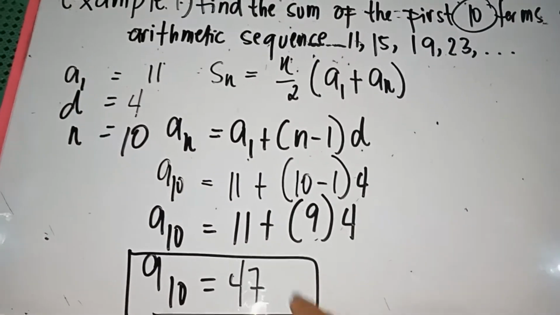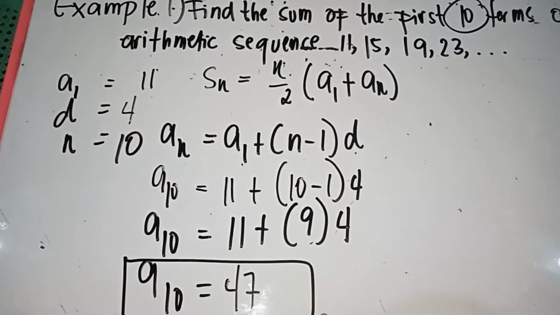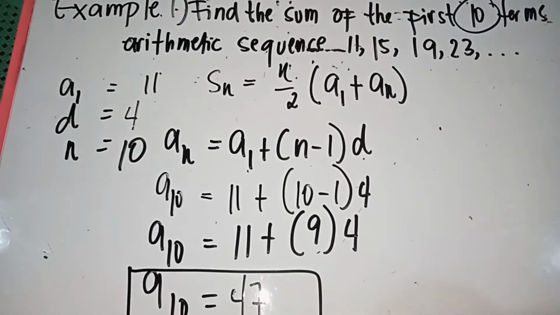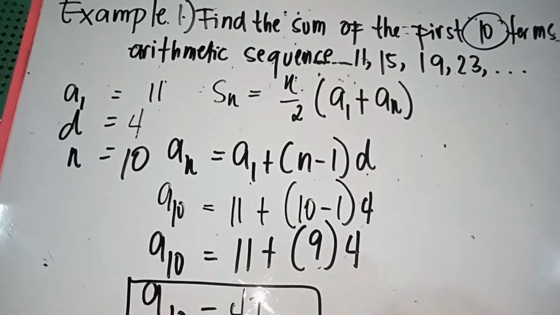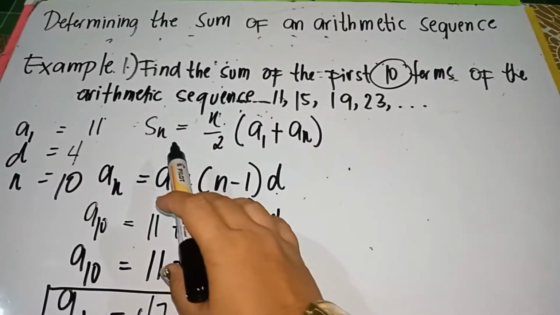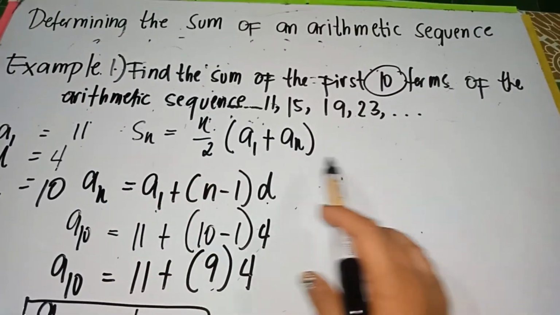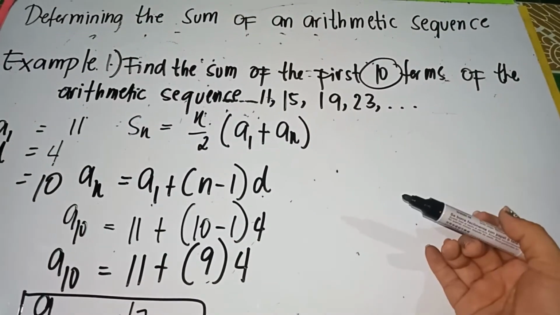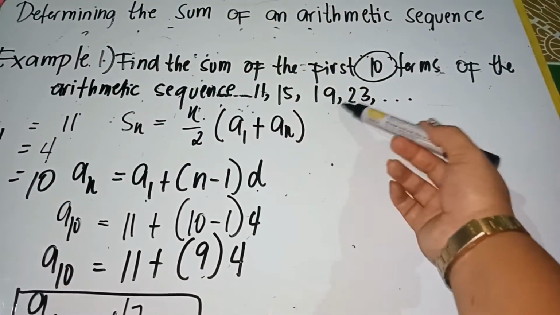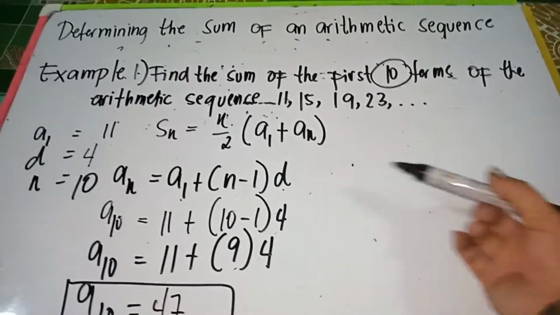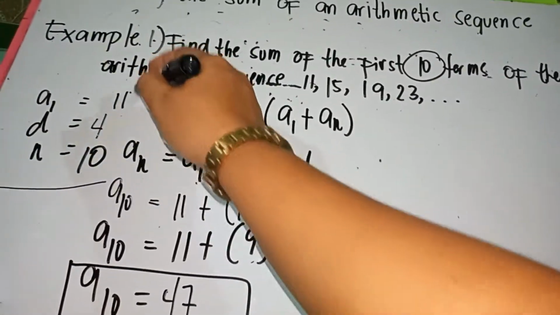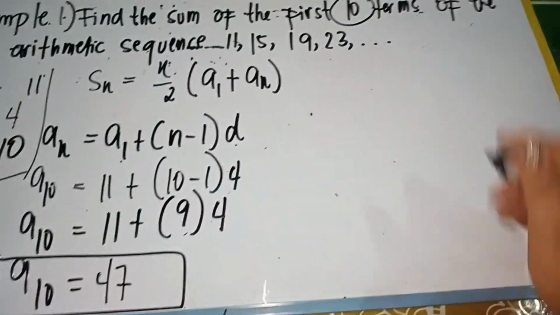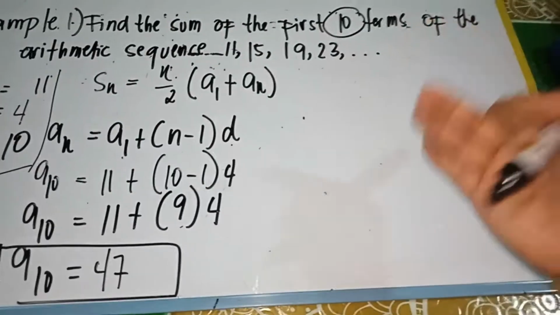So, because we do have the value of a sub 10, we can now solve for the sum of the first 10 terms. Now, let's use this formula in solving the sum of the first 10 terms given the arithmetic sequence 11, 15, 19, and 23. So, nandito yung ating given. Ito pa rin yung gagamitin natin. So, substitute all the given to the given formula.